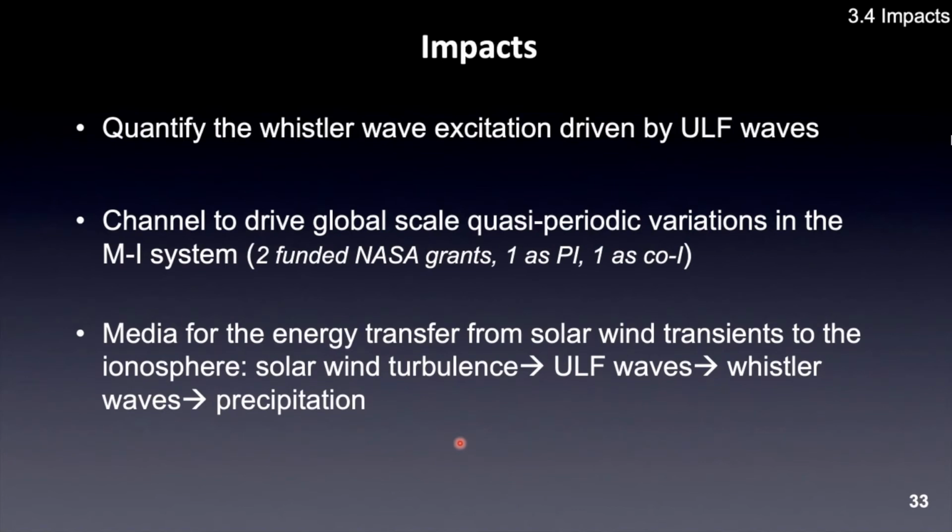And of course, in terms of contribution to CUSIA, let's take a step back. The solar wind turbulence is an important source for the ULF waves. This chain from solar wind turbulence to ULF waves to Whistler waves and then to the precipitation that we established in this work can actually serve as an important medium for the energy transfer from the solar wind transients to the ionosphere. So why is it important to CUSIA?